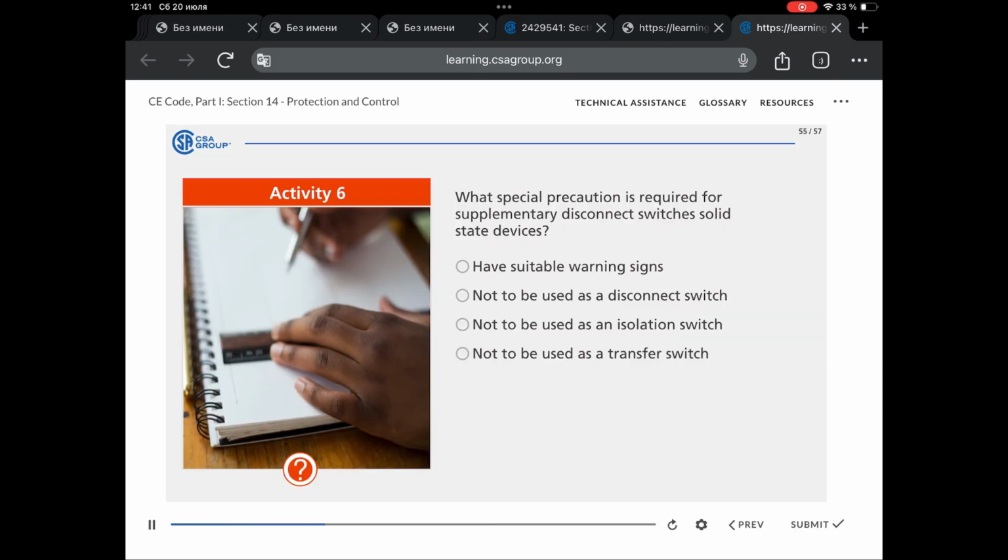Here is a short activity to apply what you just learned. Enter your response and select Submit.